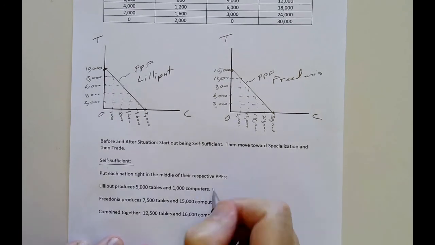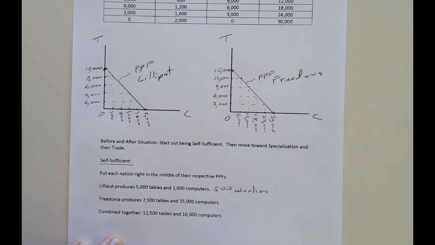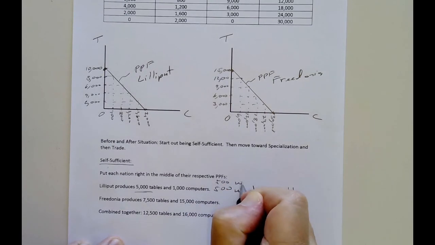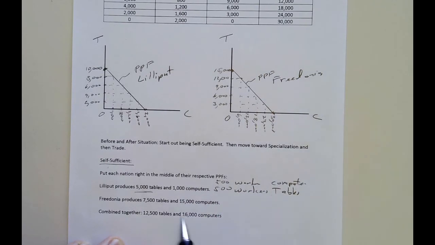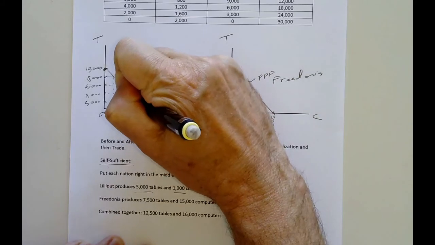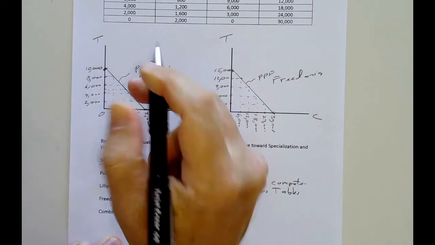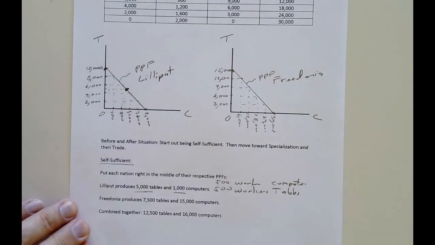And so I'm going to put 500 workers in Lilliput making tables. Each worker can make 10 tables. 500 workers making tables gives us 5,000 tables. And then we have 500 workers making computers. And that was 2 computers per worker. So 500 workers making 2 computers, 500 times 2 is 1,000. And so right smack in the middle, it's going to be right here. We have 1,000 and we have 5,000. And so that puts them right there, halfway in the middle. So they have half the workers making computers, half the workers making tables.